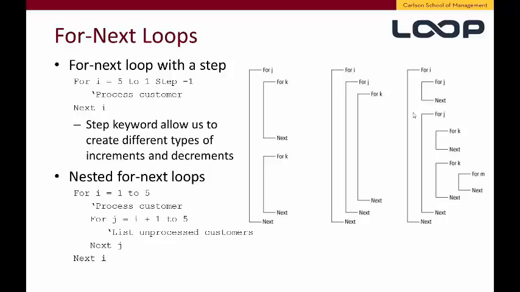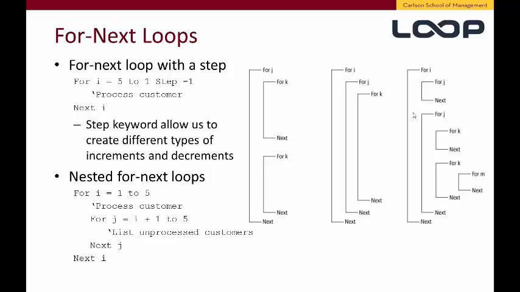This works well for situations where for each pass through the outer loop, there has to exist another repetition structure performing a different set of tasks called an inner loop. For example, for each processed customer, we could decide to list the unprocessed ones. So, if we are currently processing customer number 2, that means i equals 2, which makes the initial value of j for the inner loop equal to 3, i plus 1. And we would list customers 3, 4, and 5 as unprocessed.